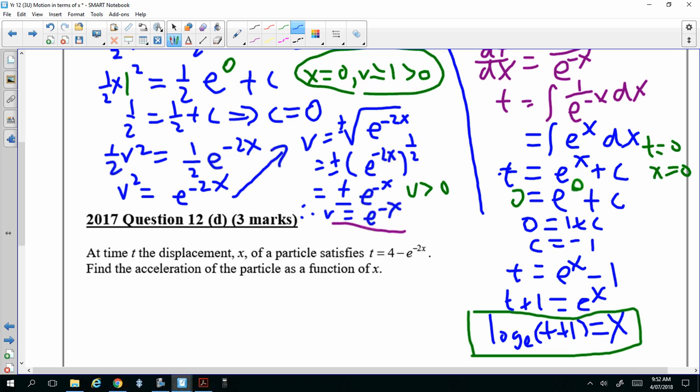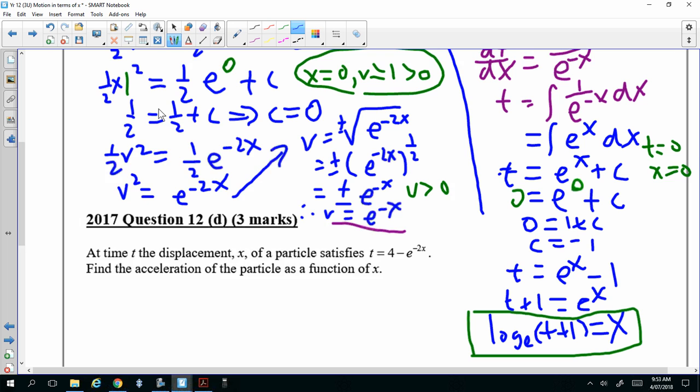Okay, good. All right, any question? And then we'll do the next question. Next question is 3 marks from 2017. That's last year's paper. Let's see how that works. So we're given t in terms of x. They want to find acceleration.